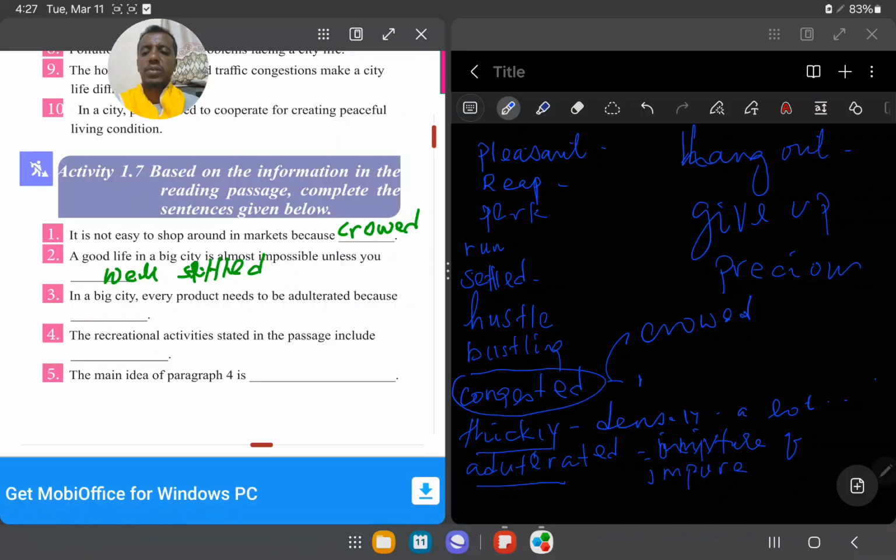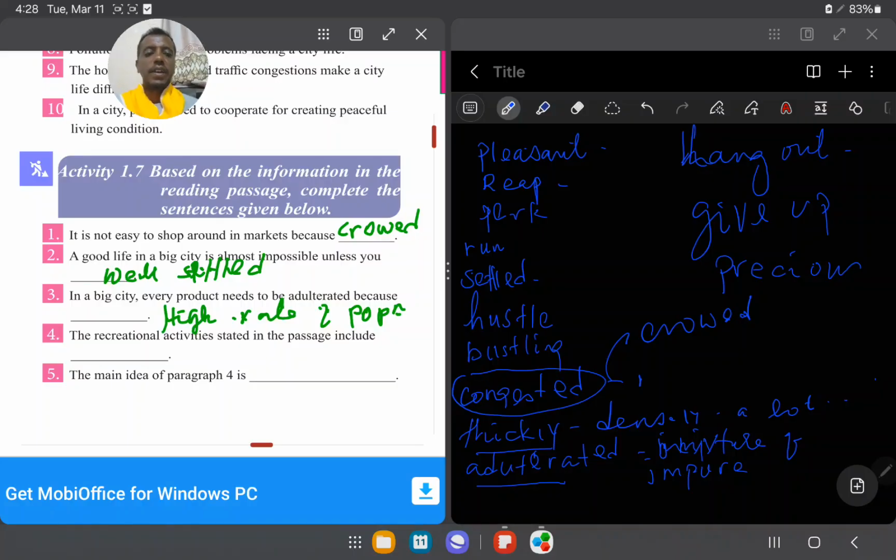Because why is it impure? Because there is a high rate of population. So there is a contrary between demand and supply. There is resource need, and a high rate of population. That's the difference, high rate of population.